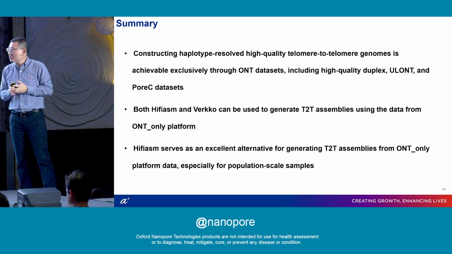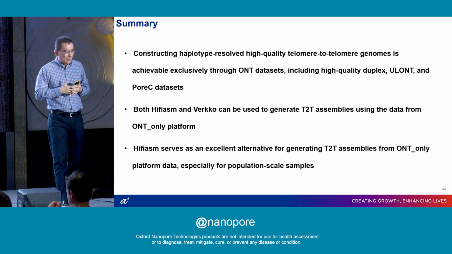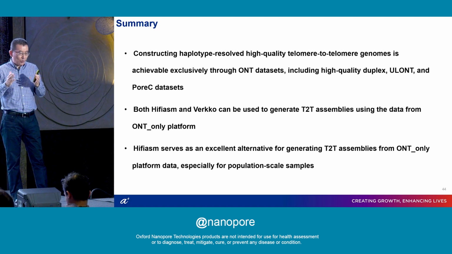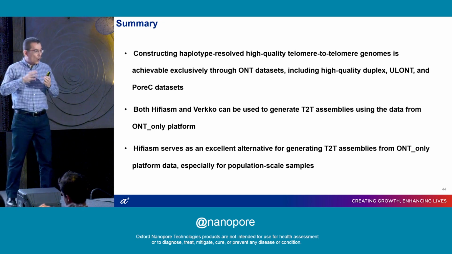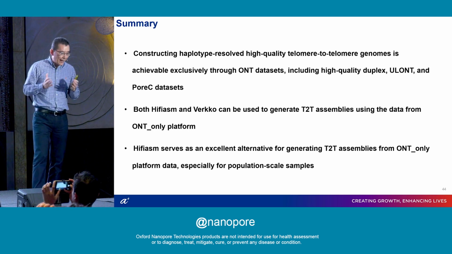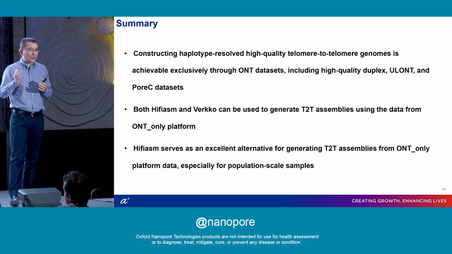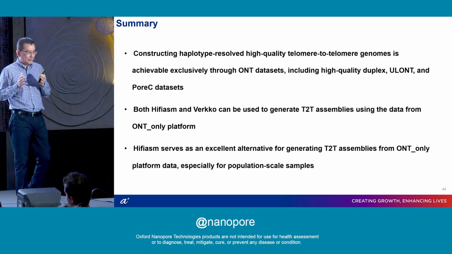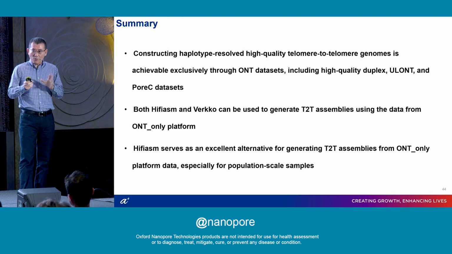So here is a summary. What do we get? Yes, we can definitely construct haplotype-resolved, high-quality T2T human genomes using a purely single platform, in this case ONT, consisting of duplex reads, ultra-long reads, and Pore-C data. Both algorithms, hifiasm and Verkko, can do a T2T assembly, but definitely hifiasm is much faster than Verkko. It'll probably be a good method to do large-scale pan-genome construction. So with this, I'll finish my talk.